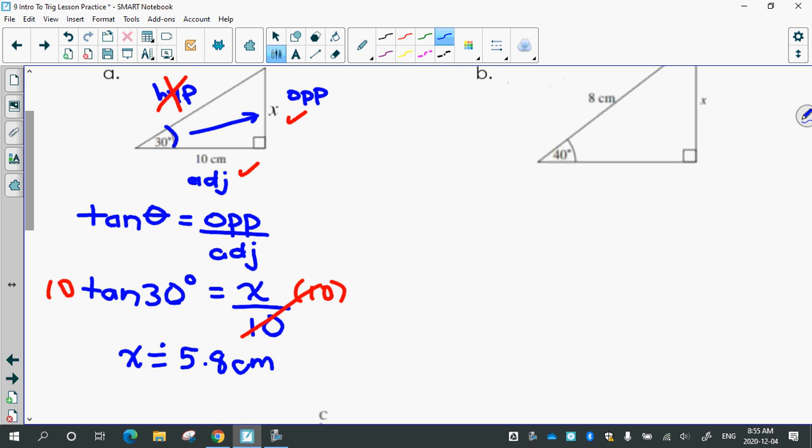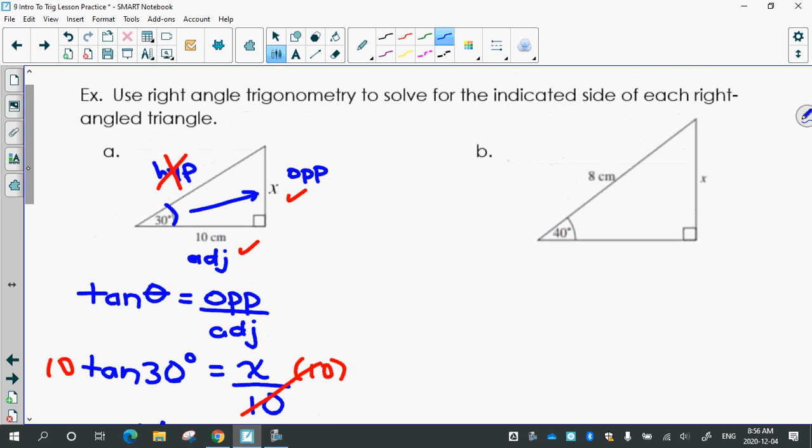Okay? So that means if this is a 90-degree triangle, that's 30 degrees. If this is 10 centimeters, then this side's going to be 5.8 centimeters every time. Okay? Anyone not able to get that on your calculator? 5.8 or 5.77. You got it? Okay. Okay, let's go to the next one.